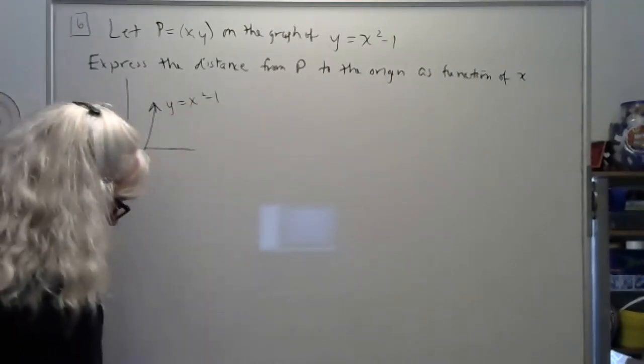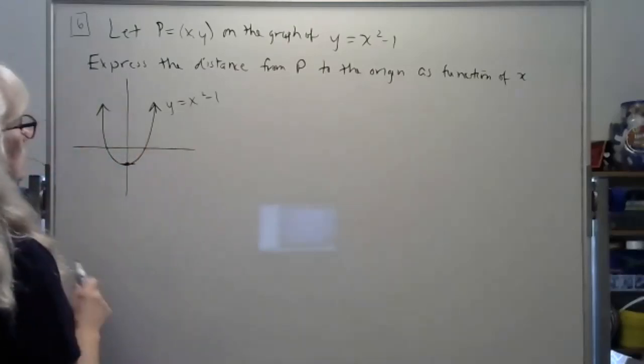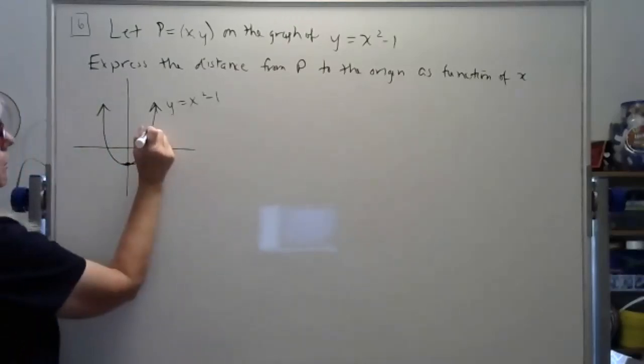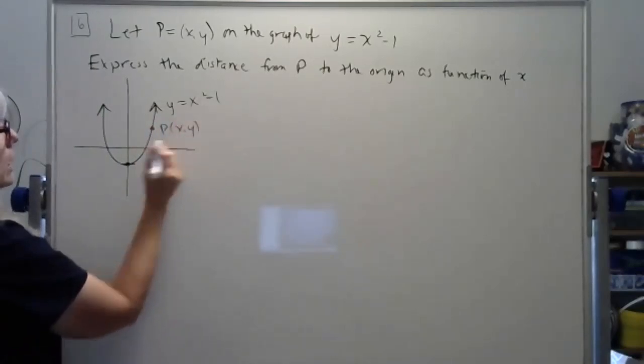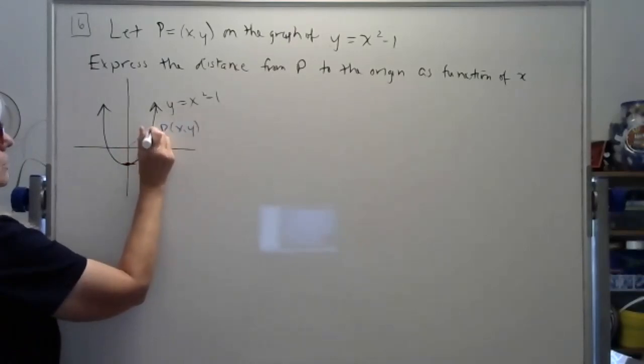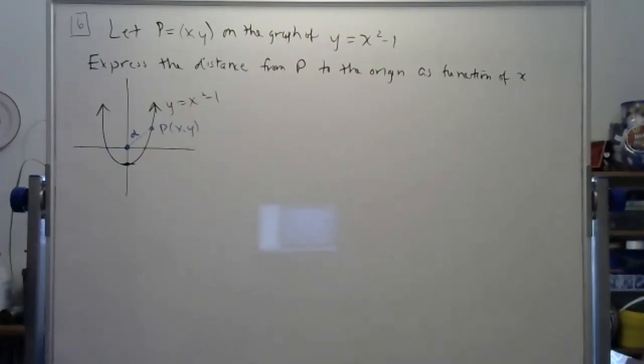What we want to do is put a point on that parabola. So I'll go for this first quadrant because it's just easier. So here's my point P. It's at x comma y. And what we're after is the distance from there to the origin. So we're after that distance between that given point and the origin.